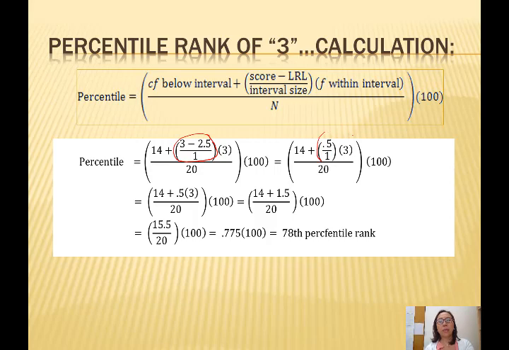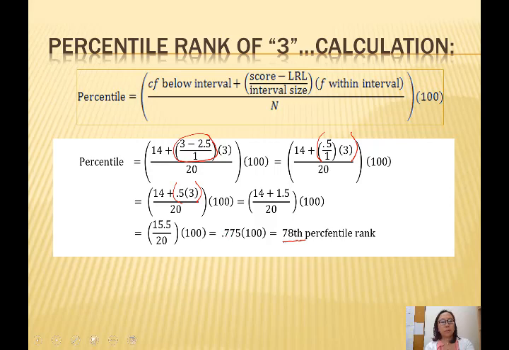Now I want to still take care of this first because multiplication or division takes priority over the plus or minus, right? So 0.5 over 1 is 0.5 times 3. 0.5 times 3 becomes 1.5, carrying everything else over. And then 14 plus 1.5 is 15.5 over 20 times 100. And then 15.5 divided by 20 times 100 becomes 78th percentile rank, because the number is 77.5.